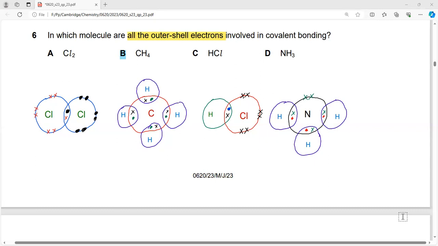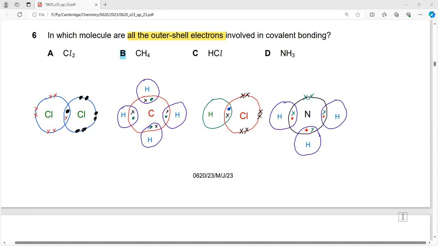Question number 6. In which molecule are all outer shell electrons involved in covalent bonding? In option A, the chlorine molecule, only 1 outermost electron from each atom is shared between the 2 chlorine atoms, and they get the octet. The rest of the 6 electrons are not shared in covalent bonding. So that's the wrong option.